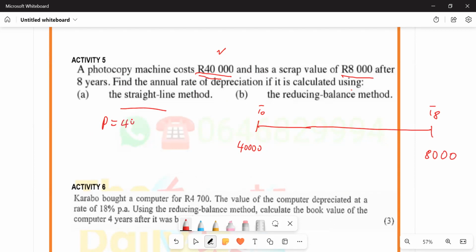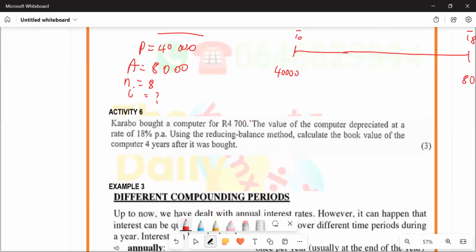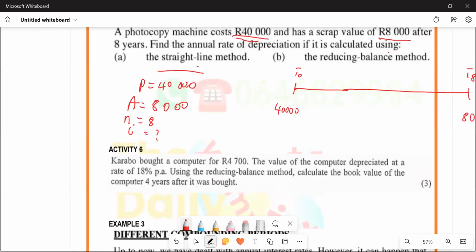And then N. So P is 40,000, A is 8,000, N is 8 years. I is the one that we don't know. Remember, we are going to get it in decimals and then convert it into a percentage. The first thing they say is the straight line method. You see, these people in financial mathematics will tell you to use this method. They're not making you guess.